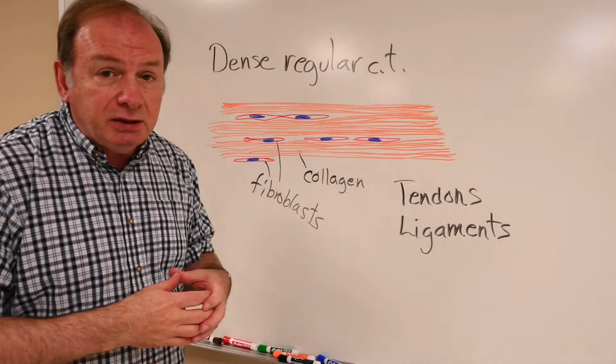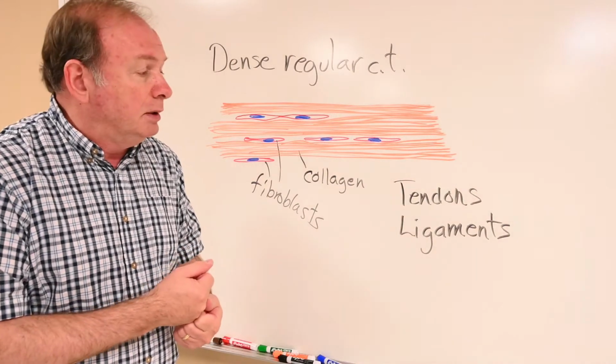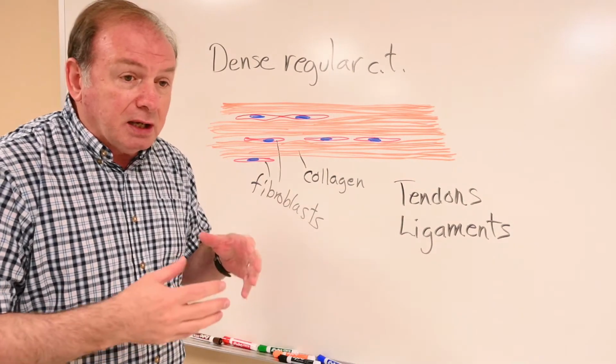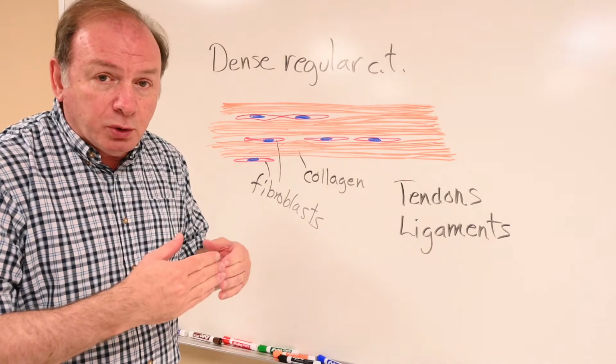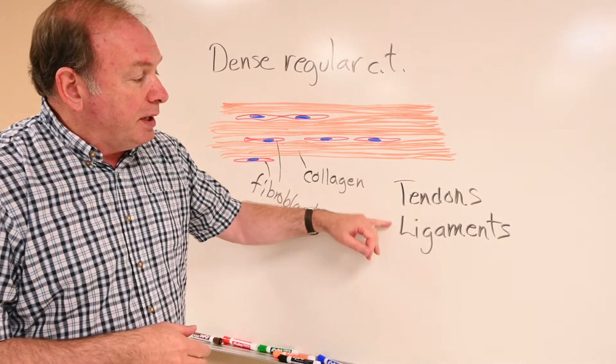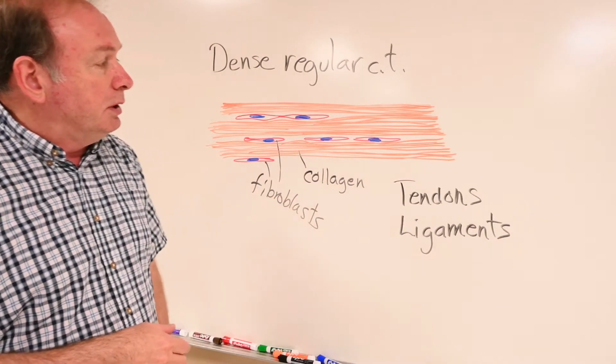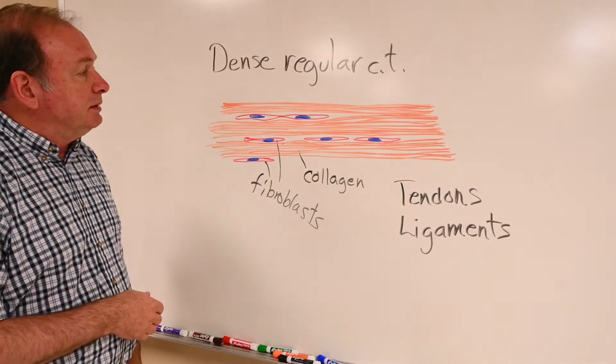Of course, tendons connect your muscle to your skeleton, and ligaments connect one bone to another at the joints, typically, where the bones are joined together. So they're both connecting to bone, either bone to muscle or bone to other bones, and they're tendons and ligaments.